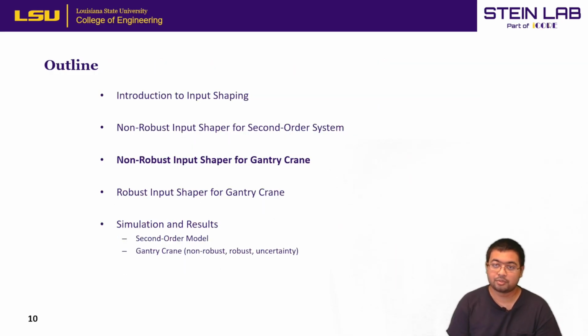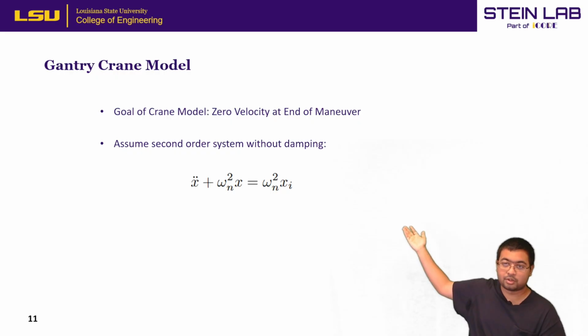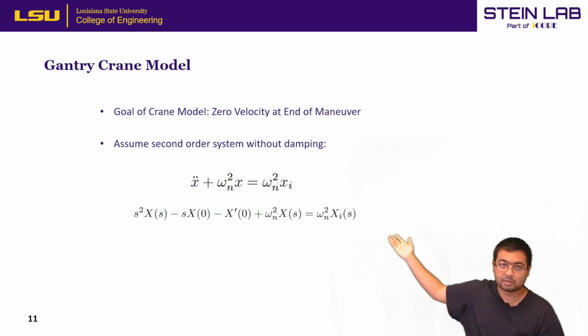OK, so now I'll go over a non-robust input shaper for a gantry crane model. For the gantry crane model, we're going to assume that it's a second order system without damping, and we want to achieve 0 velocity at the end of that maneuver. So this is our model without damping, and this is the model in the Laplace domain.